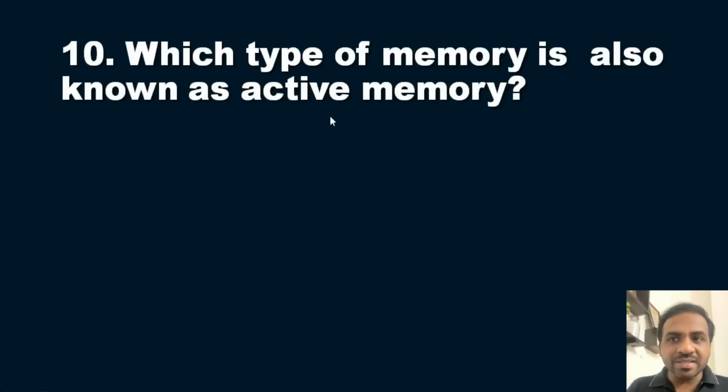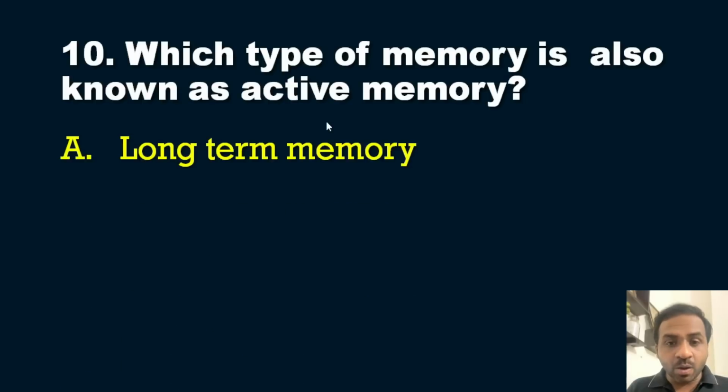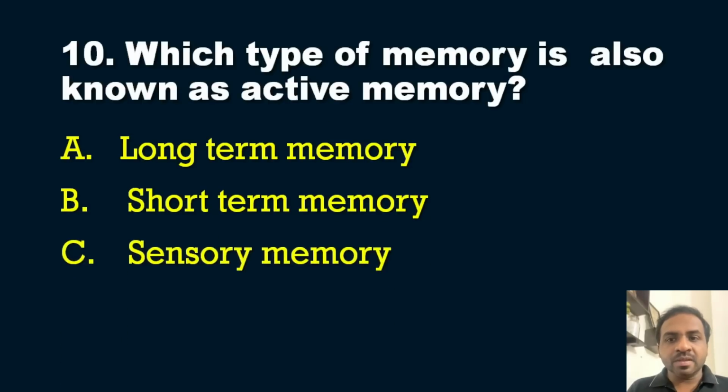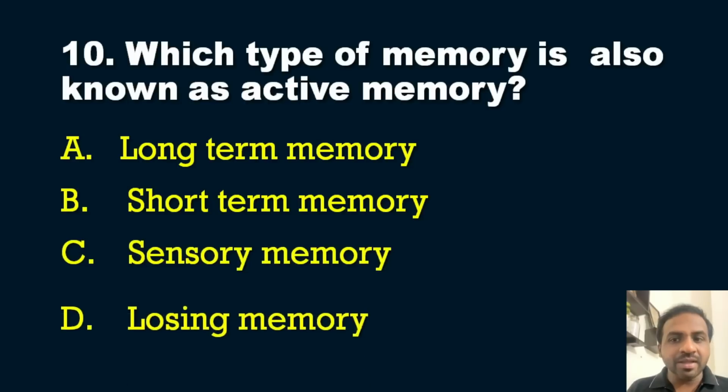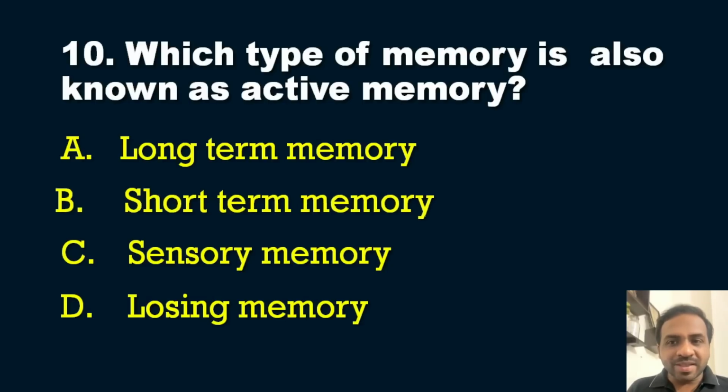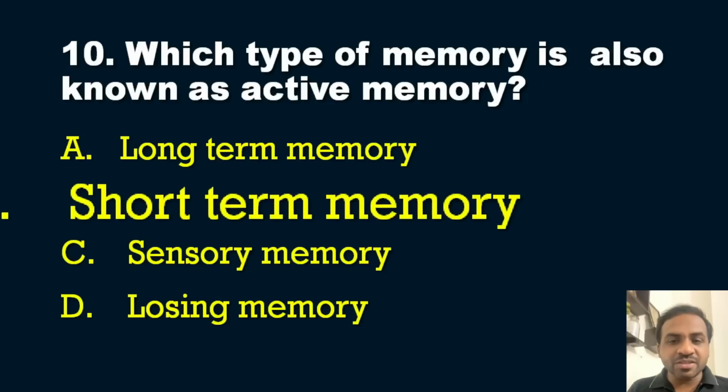The question is, which type of memory is also known as active memory? Which memory is known as the active memory? The options are A long-term memory, option B short-term memory, option C sensory memory, and final option D losing memory. So which is the active memory? The answer for this question is option B, that is short-term memory.